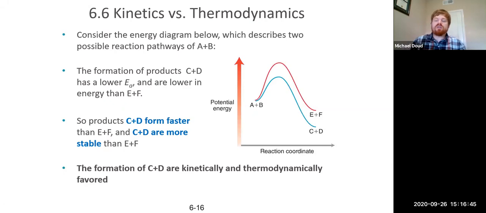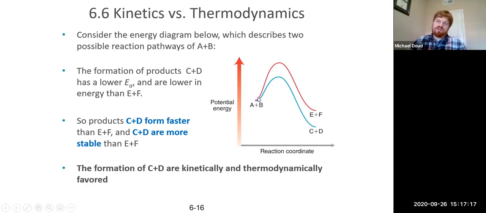So that's how we want to compare. An example of a type of comparison you may need to do is, let's say that we have A and B as reactants, and we have two separate pathways. A and B can react together to produce E and F, or they can react together to produce C and D. So there are two different considerations we need to make. There's the thermodynamic consideration, which is the stability of the products versus the stability of the reactants, and the kinetic argument, which is how fast is either reaction going to go?